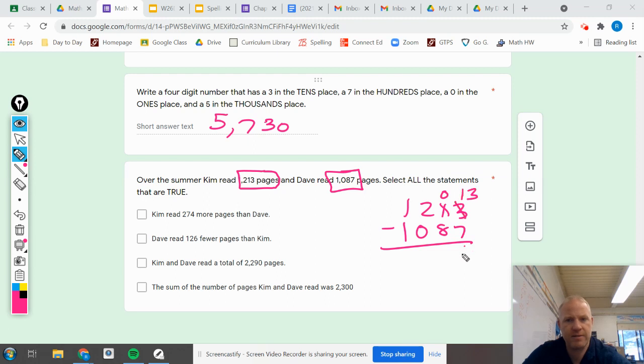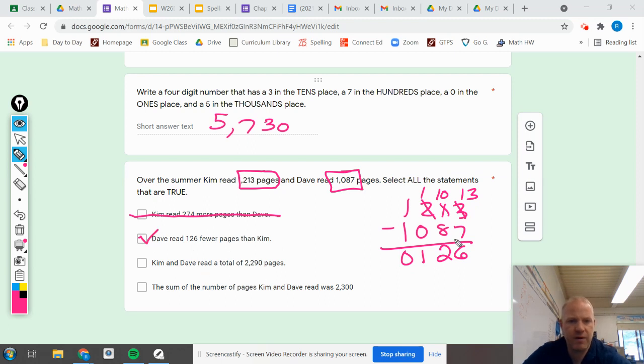3 minus 7 is 6. You cannot take 8 from 0, so this becomes a 1. That becomes a 10. 10 minus 8 is 2. 1 minus 0 is 1. So now we have 126. So Kim read 126 more pages, so that is not correct. Dave read 126 fewer. Yes, that's true.